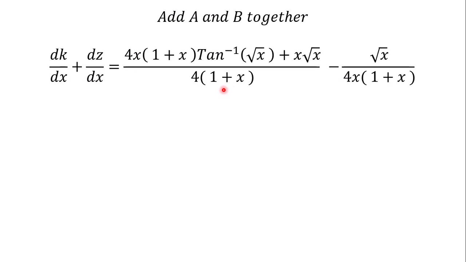Okay, let's continue. This one represents the answer to A, and this one the answer to B. So this one here we are adding, but the answer we got to the B part was negative. That is why there is the negative sign here. So it's rather plus minus, and plus minus will give us minus.